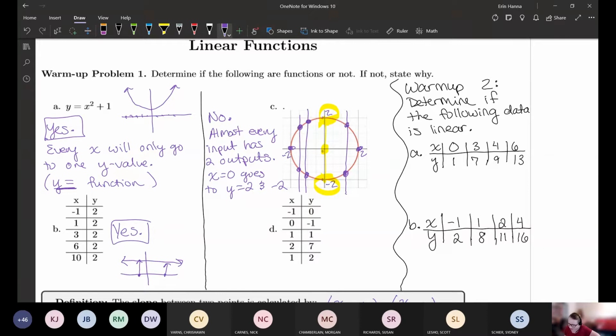And then for our last one, we want to see if there are any inputs that go to different outputs. Looking through our inputs, we actually do have a problem here. We have that x equals 1 goes to 1 and x equals 1 goes to 2. So this would be a no. You could even just say x equals 1 goes to two outputs.